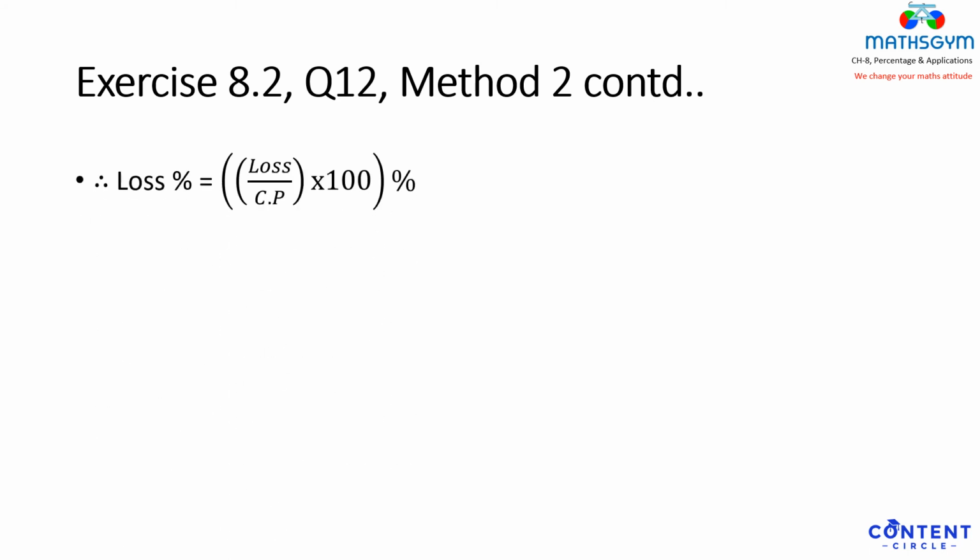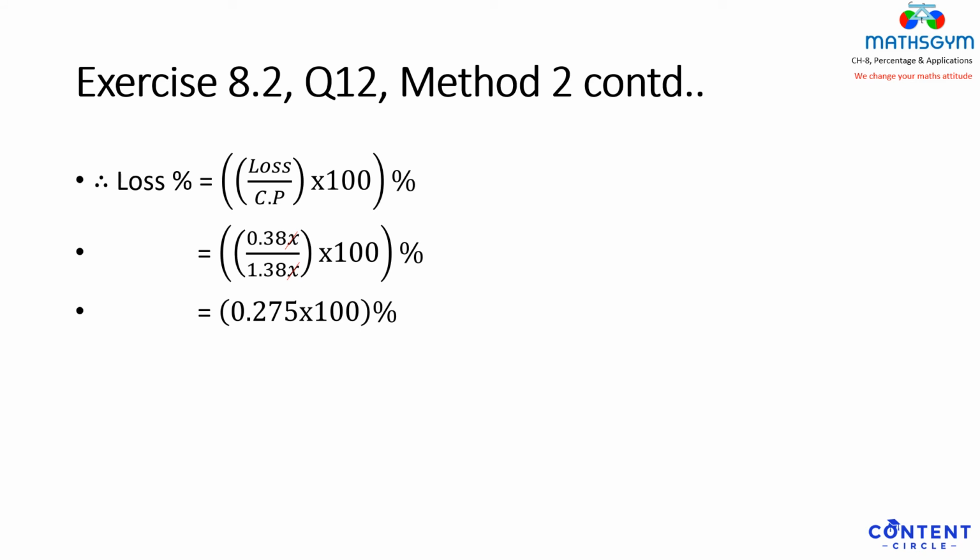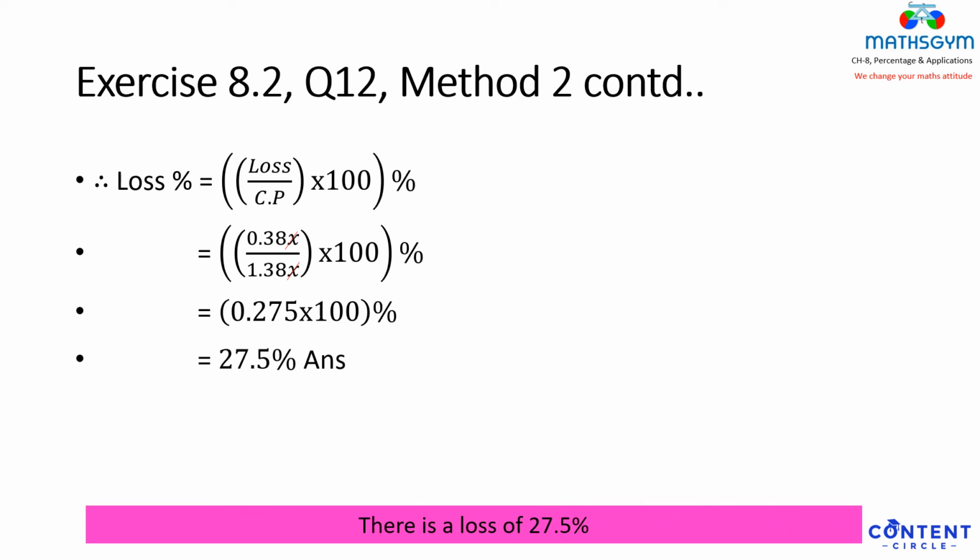Loss percentage, we are aware, is loss value upon CP into 100%. So 0.38x upon 1.38x into 100. When we cancel out the x, finally 0.38 upon 1.38. You can solve these decimals by converting them into non-decimals by multiplying by 100, or whichever way you are comfortable doing the calculations. Naturally, you are in class 8, you are not expected to use a calculator. Strengthen your calculation practice. 0.275 is the value into 100. So this comes as 27.5%. Final answer, there is a loss of 27.5%.